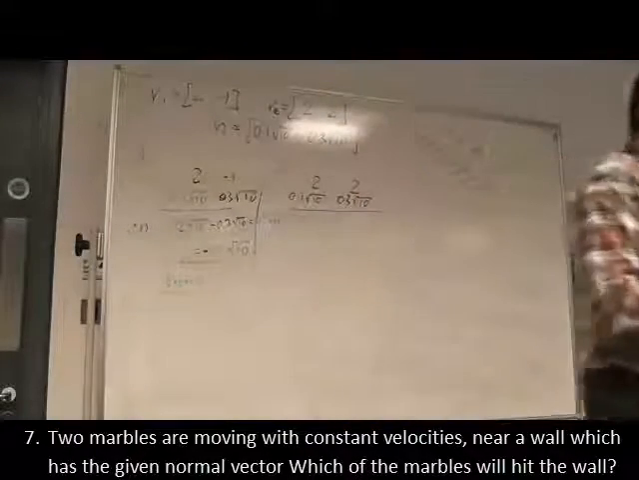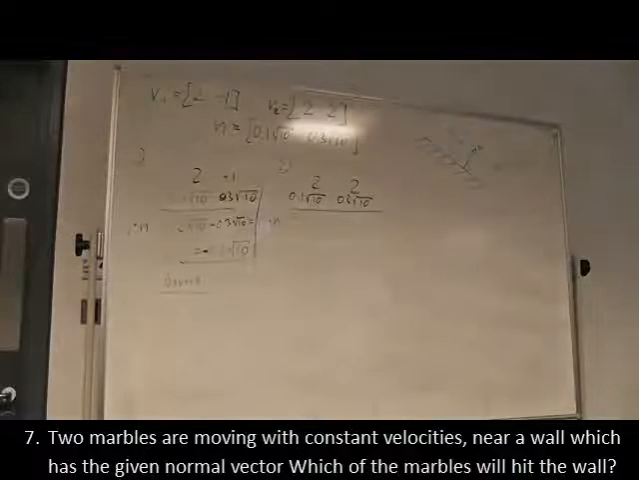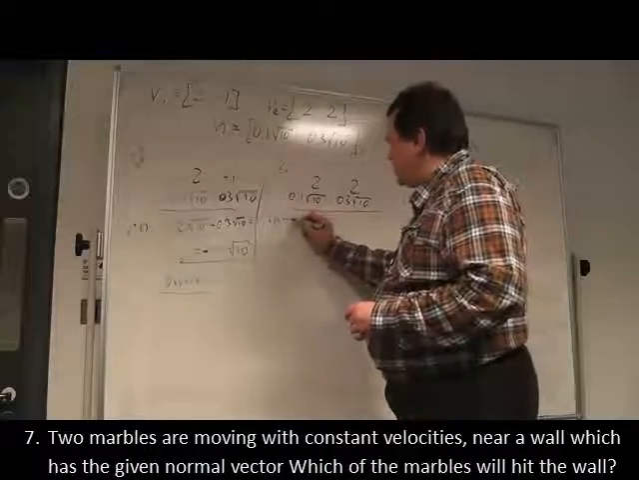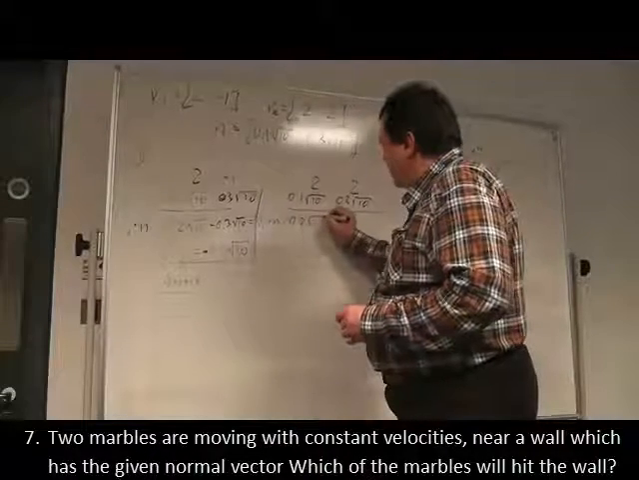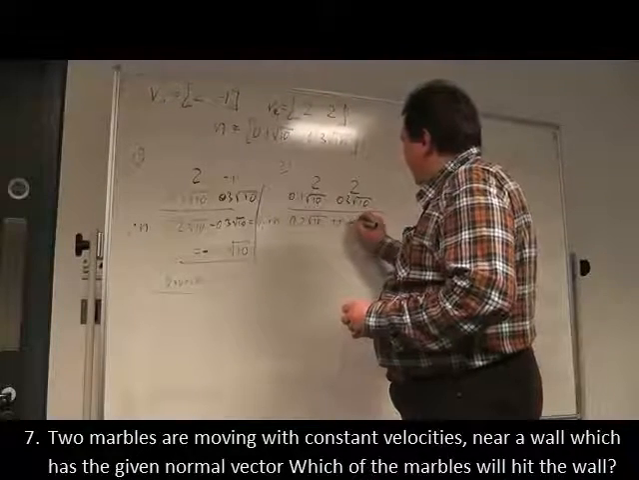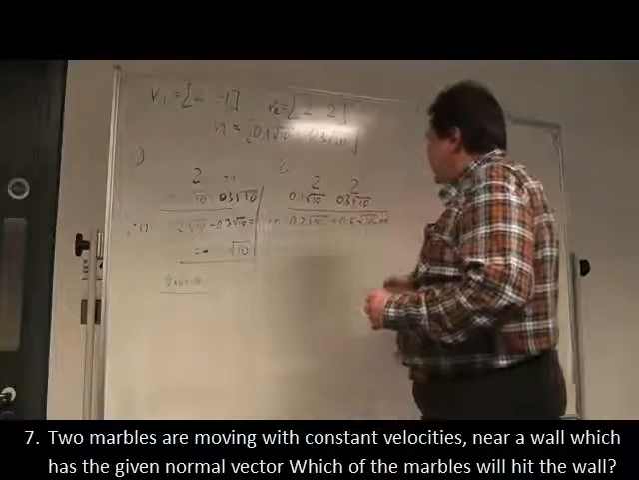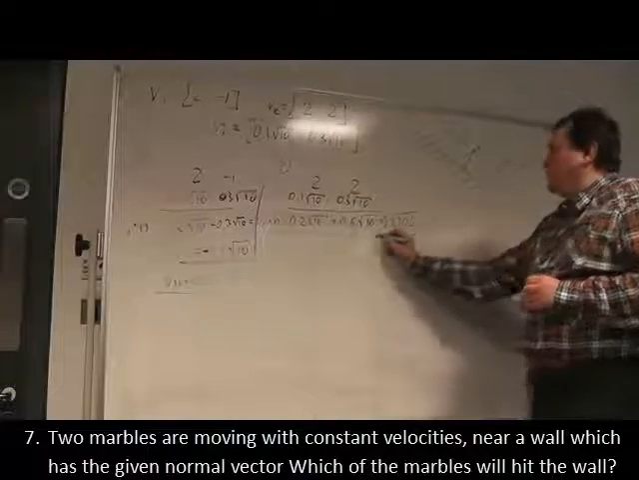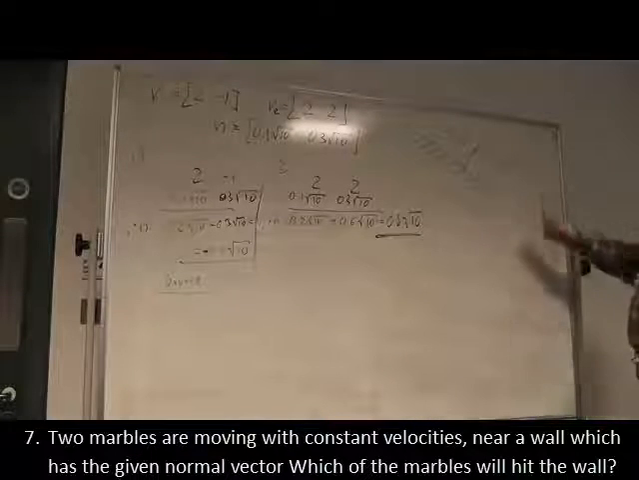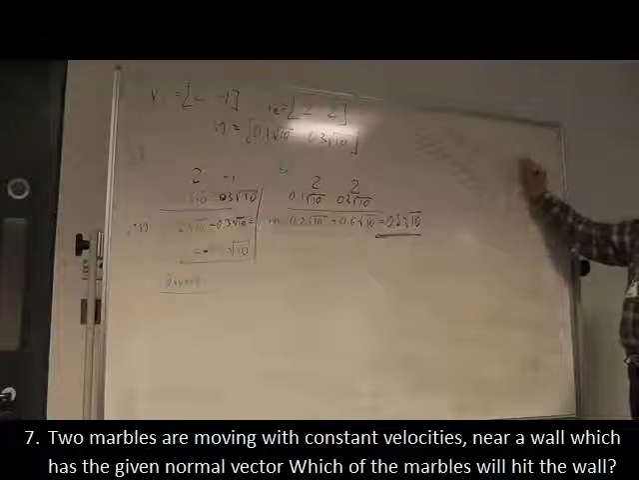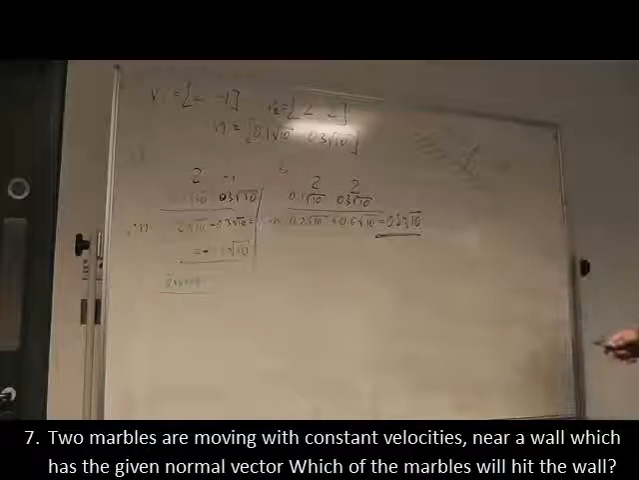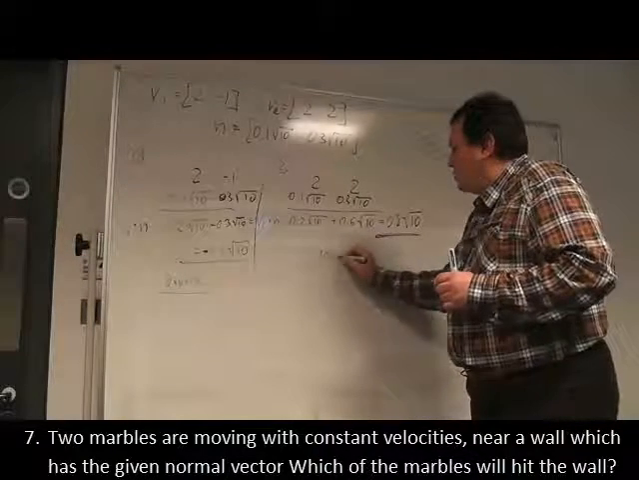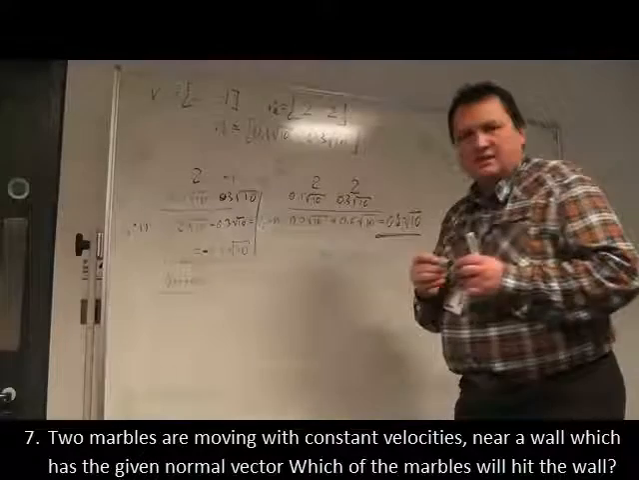How about the second one? I'm nearly sure that in this case the result will be positive, and it basically is, because it's 0.2 square root of 10 plus 0.6 square root of 10, so it's 0.8 square root of 10. Basically a positive dot product shows that the velocity of this ball is in the same direction as the normal of the wall, therefore we have no bounce in this case.